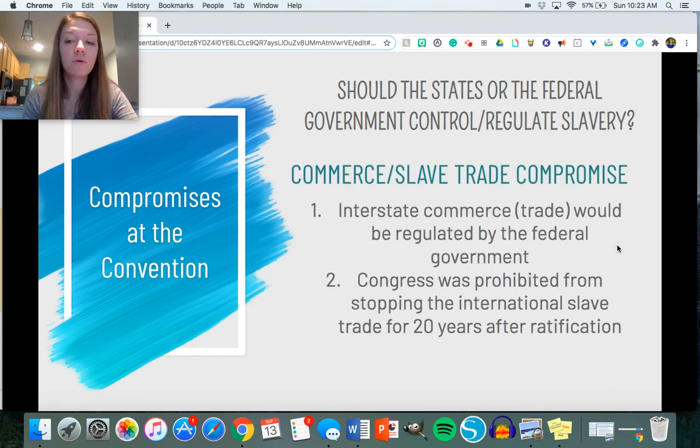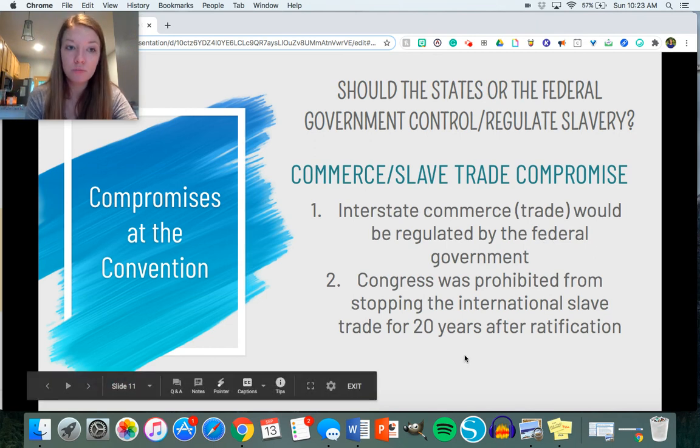And what we see is the Commerce and Slave Trade Compromise. And what this says is, all right, states, interstate commerce and trade is going to be regulated by the federal government. But Congress, the federal government, cannot prohibit or stop the international slave trade for 20 years after we ratify this document. So yes, we're giving the federal government more power when it comes to trade, but they cannot touch slavery, the biggest part of the economy of the South, for 20 years.